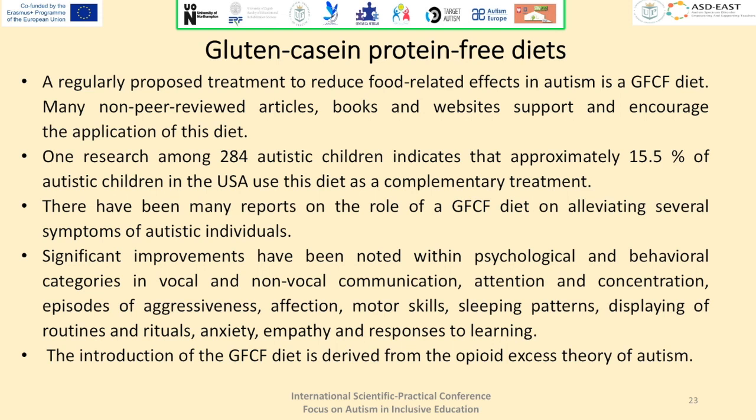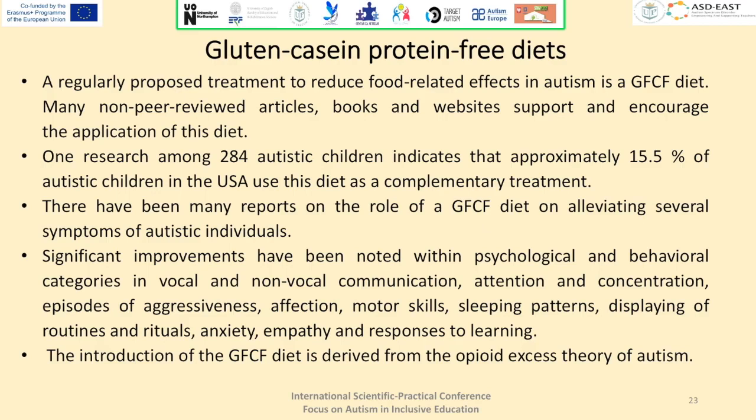You probably know about gluten-casein protein-free diets. There is a lot of evidence in the literature about good effects of this diet. A regularly proposed treatment to reduce food-related effects in autism is a GFCF diet. Many non-peer-reviewed articles, books, and websites support and encourage the application of this diet.